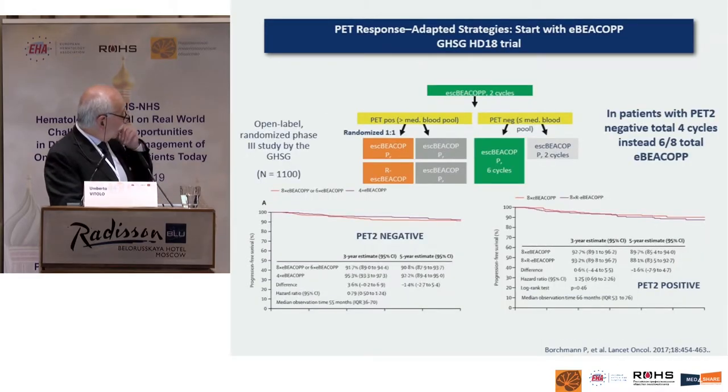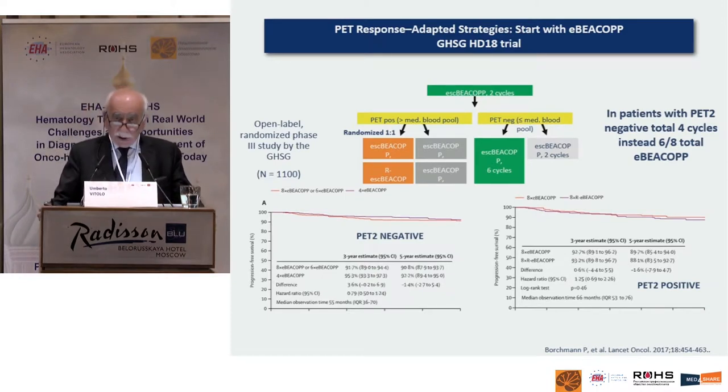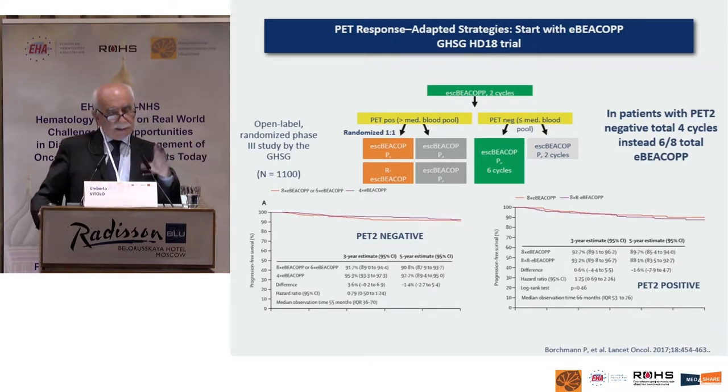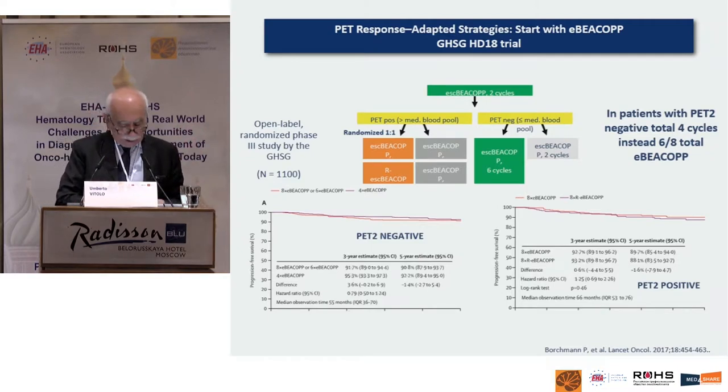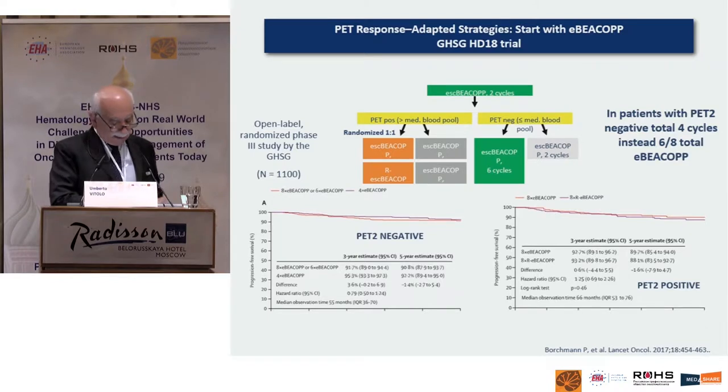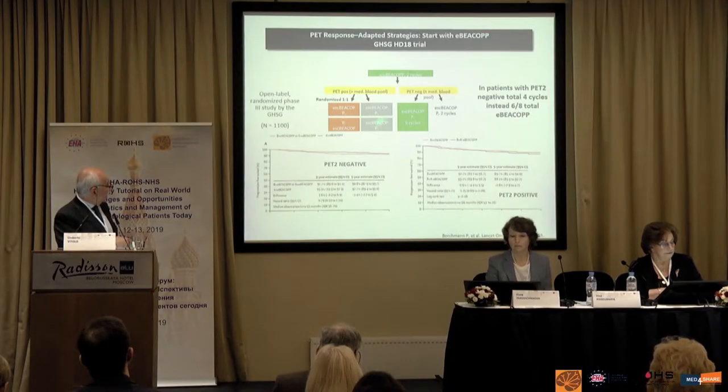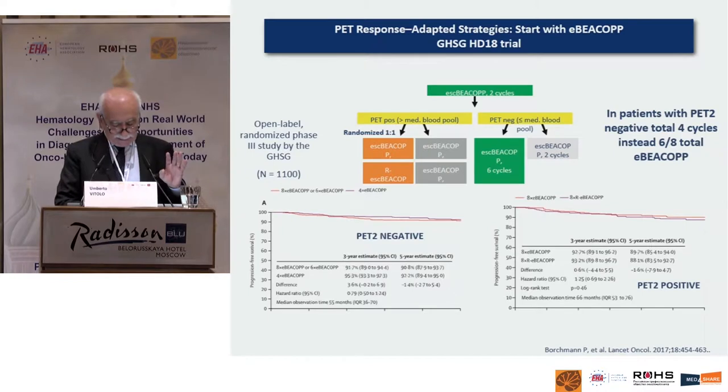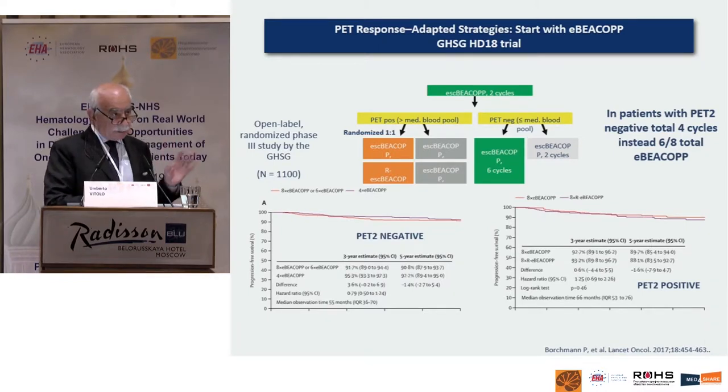Another study that was conducted recently by the German Hodgkin Lymphoma group also addresses the issue of whether you can de-escalate the treatment. The German group gave escalated BEACOPP to all patients, but in case of PET negativity they randomized patients to receive 6 or 8 courses of escalated BEACOPP or only 4 courses. And for PET positivity, they gave a different type of escalated BEACOPP. The main message in this study is that if you have a PET negative patient after 2 courses of BEACOPP, you can reduce the length of chemotherapy to only 4 courses.